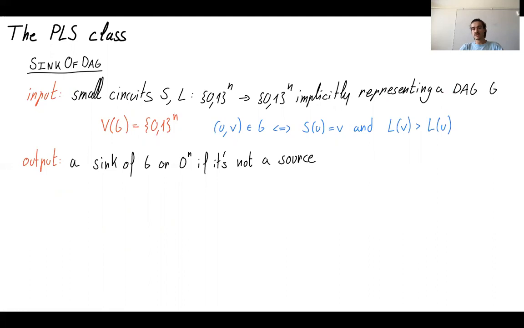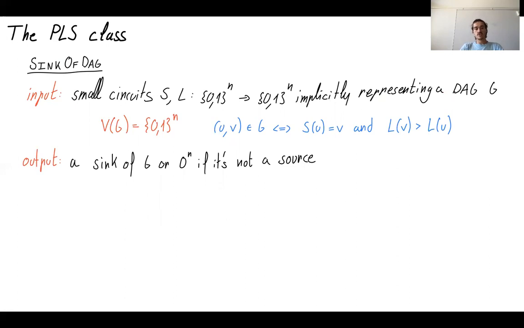And we say that those implicitly represent a directed acyclic graph G. The vertex set would be all the bit strings of size n. So the vertex set is of exponential size. And the edge (u,v) appears in G if and only if the successor of u is v, so the successor of u in the circuit is v, and also the level of v is strictly larger than the level of u. This ensures that the graph is indeed acyclic.